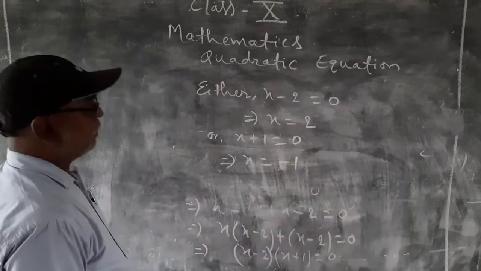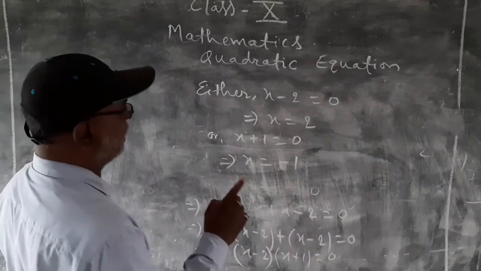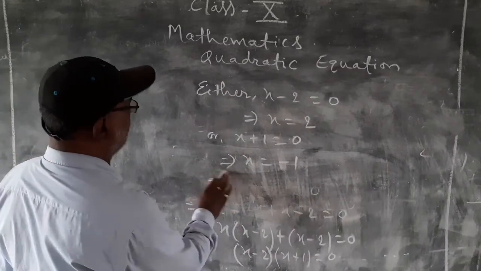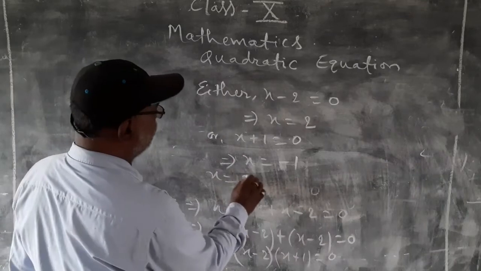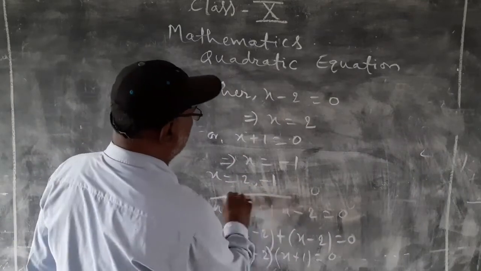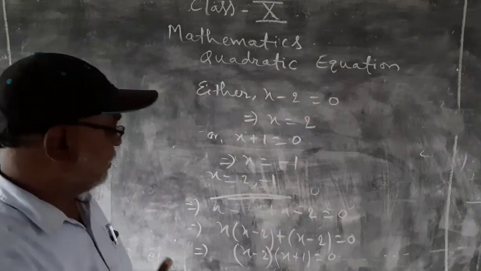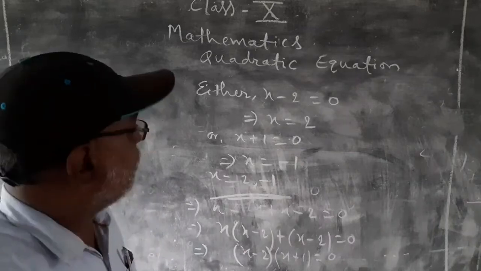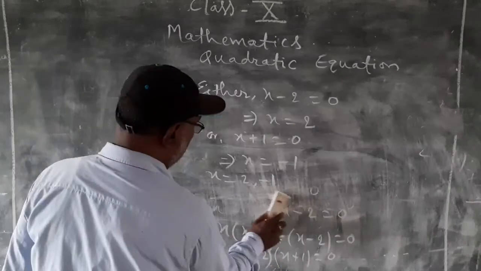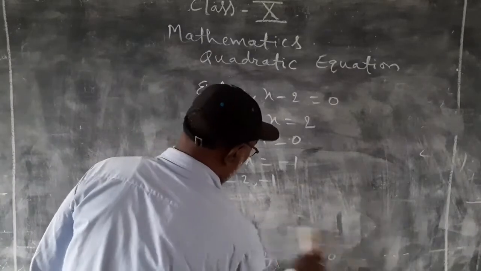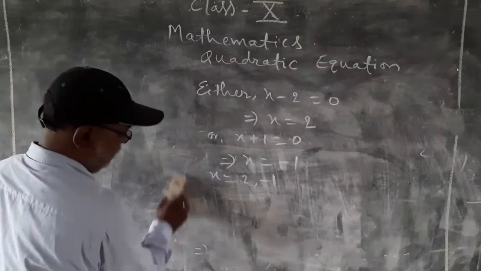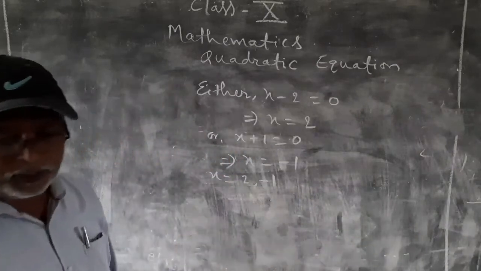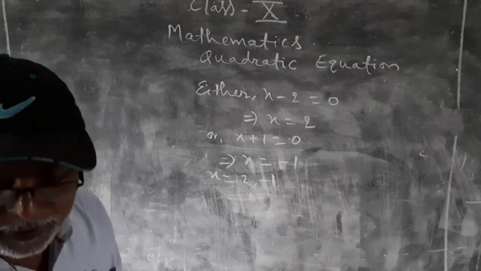Now the roots of the equation are 2 and minus 1, that is x equal to 2 and minus 1. These are the roots of the equation. This is the first method by which the equation is solved. Now the second method is the completing square method, or it is also known as the formula method.